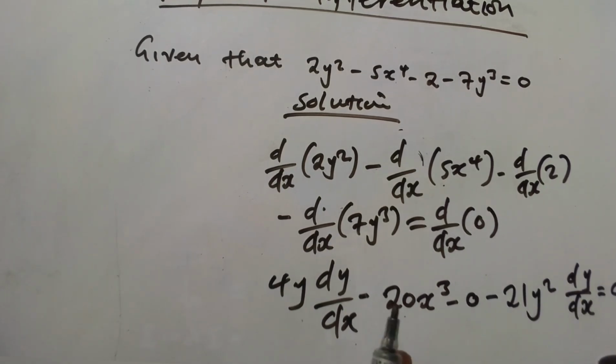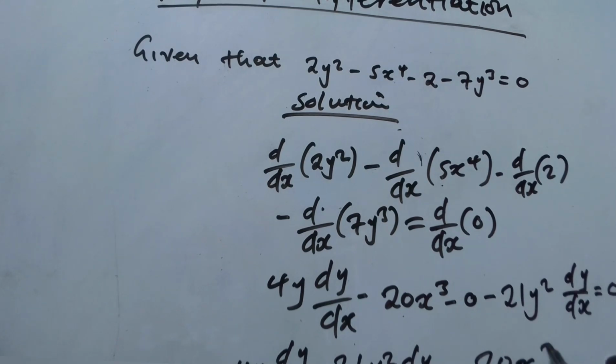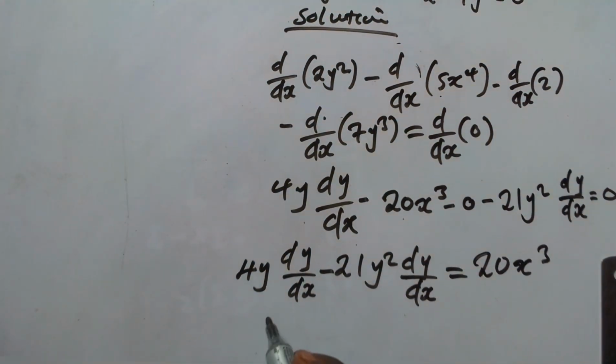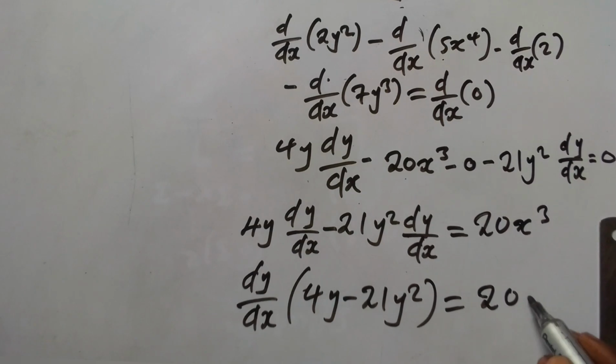Then let's arrange the terms now. Here we have y and here y, so we say 4y dy over dx minus 21y squared dy over dx, which is equal to, when you add 20x cubed to both sides, 20x cubed. Here, what is common is dy over dx, so dy over dx goes outside the bracket: dy over dx times (4y minus 21y squared) equals 20x cubed.